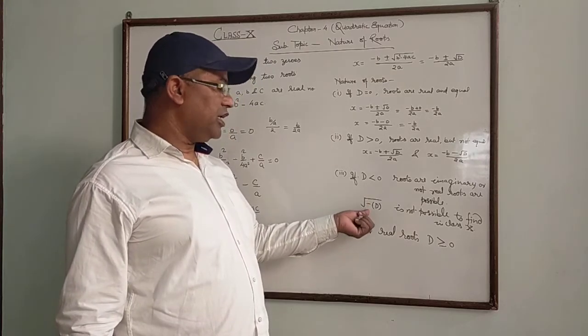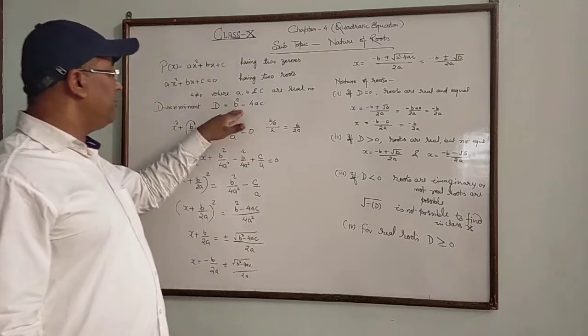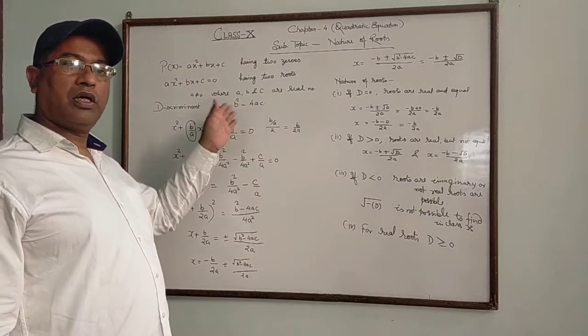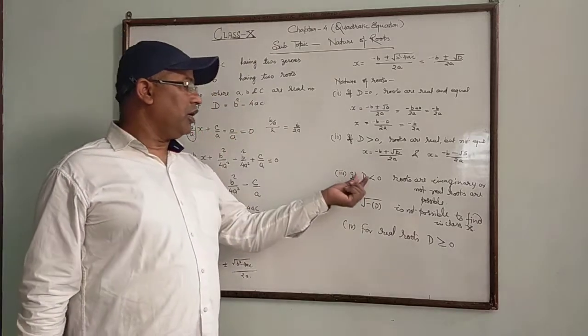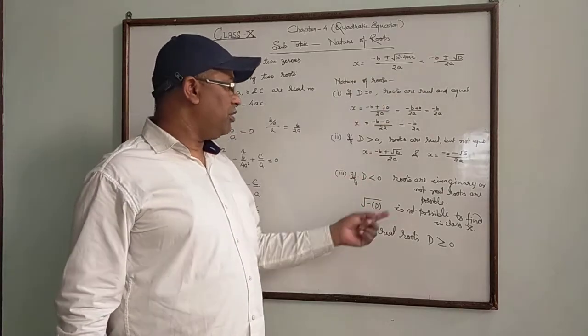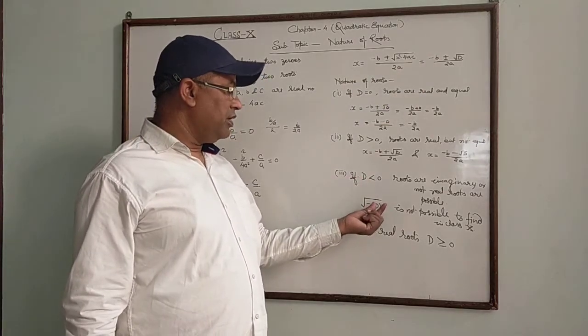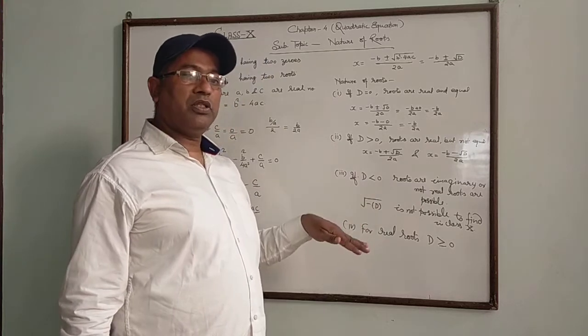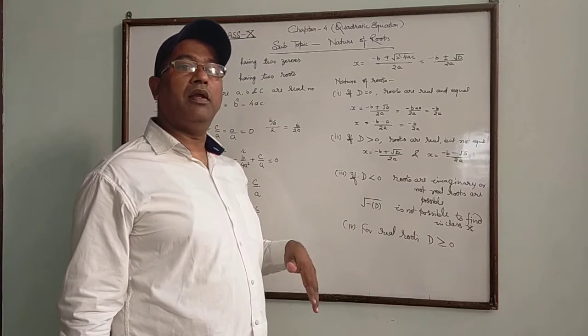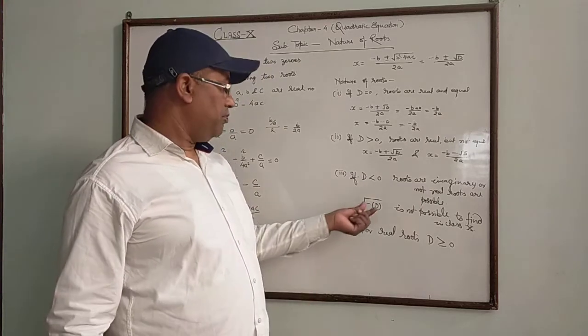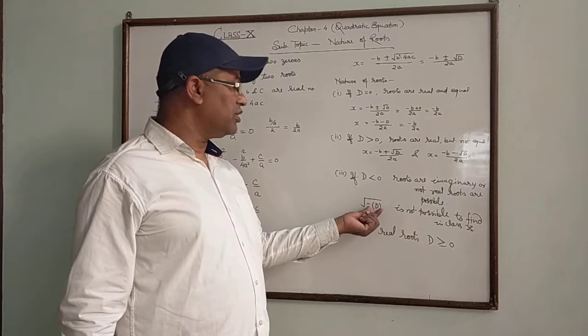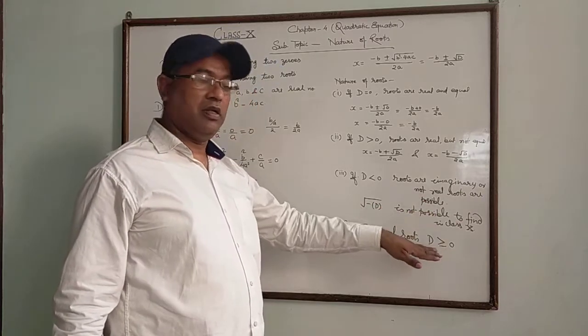If we take the value of D as less than 0, it means the value we calculated is less than 0, in negative form. So if it is negative, what will we put here? Minus D. And we know that the square root of any number is always positive, but here we get it in negative form, so it is not possible to find in class 10th.